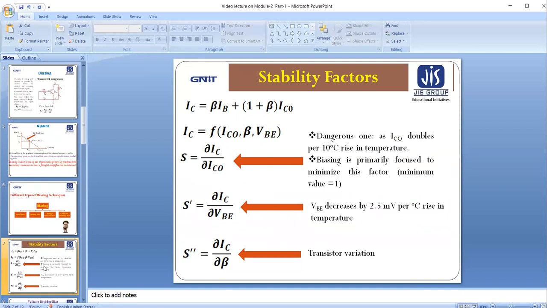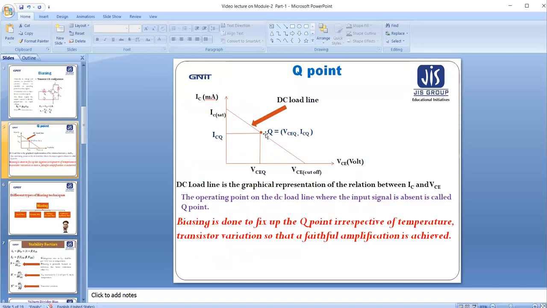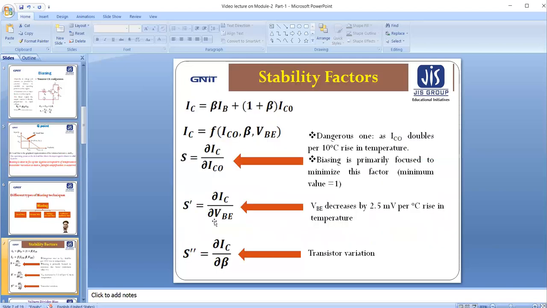In case of S prime, it depends on the VBE, where the VBE decreases by 2.5 millivolt per degree centigrade rise in temperature. So if VBE decreases due to the heating effect of the transistor, it will eventually decrease the IB. And when the IB decreases, naturally the IC will decrease. So what will happen? The Q point will move towards the cutoff point. Again, there is a problem in faithful amplification.